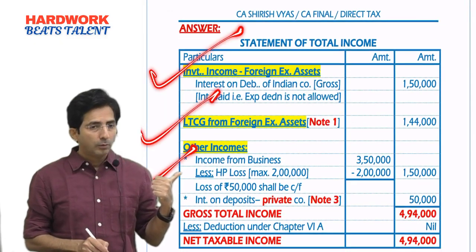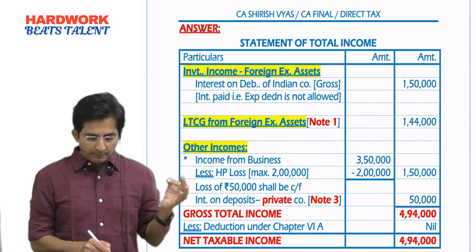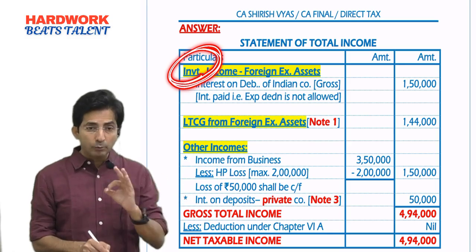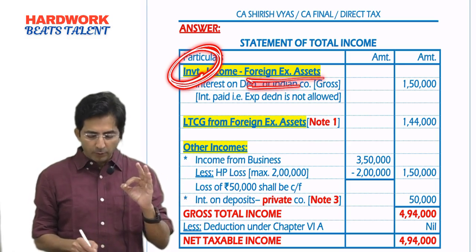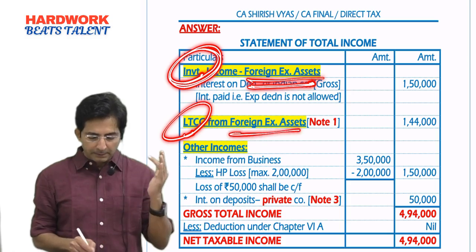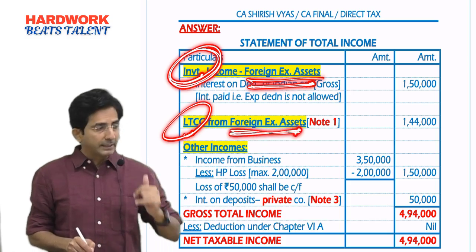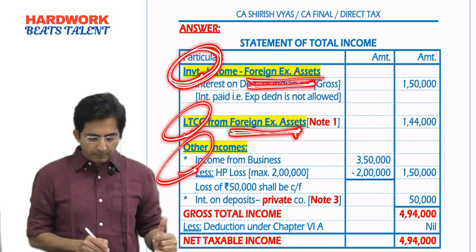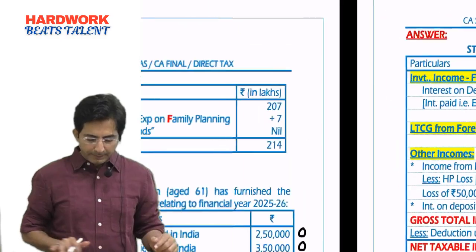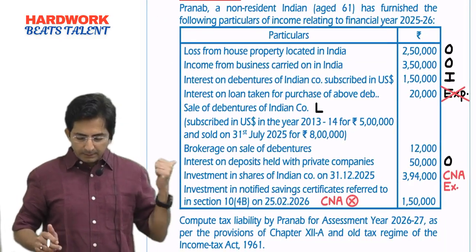ILO. I, for investment income, is interest and dividend from Sargo. In the exam, don't write Sargo. You have to write foreign exchange assets. Then L from Sargo, but in the exam, don't write Sargo. Write foreign exchange asset, and other income. So see the presentation of my answer: ILO.